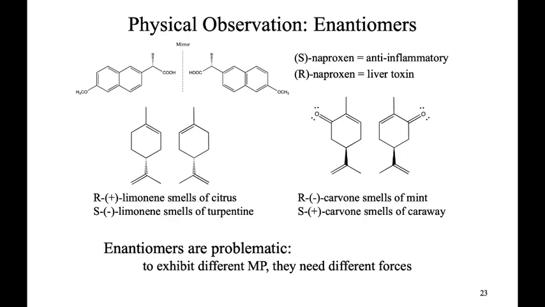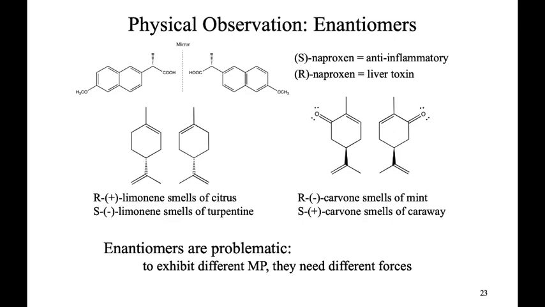So if I have an R enantiomer and an S, I can't differentiate those two solutions based off a melting point, because it'll have the same melting point. Right? So I need to come up with some way to separate them. And that is what makes this difficult. So we've got some examples up here.